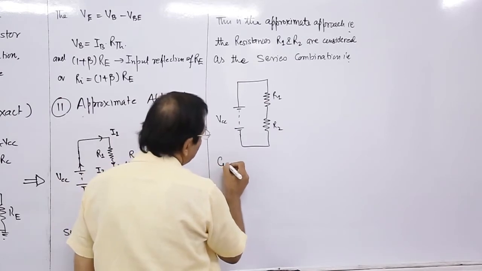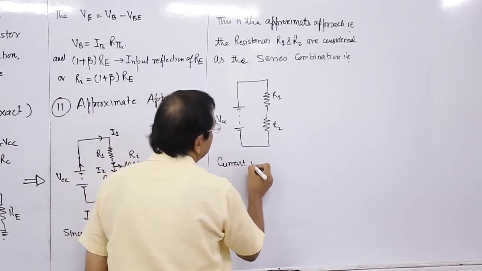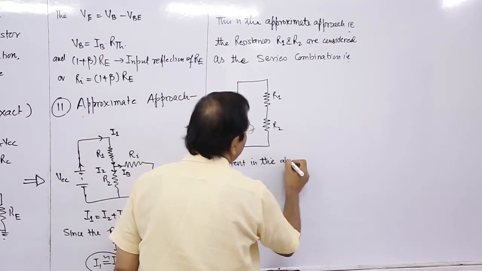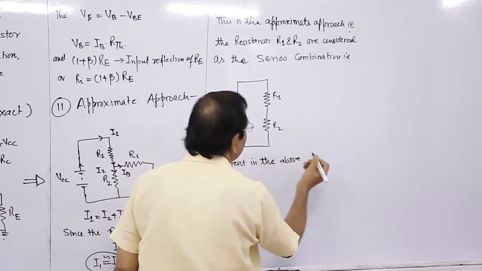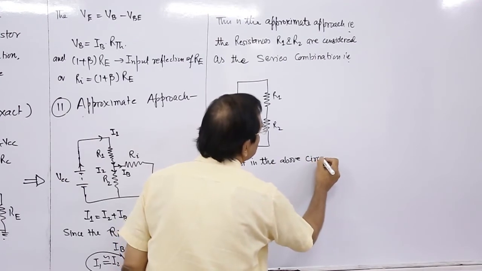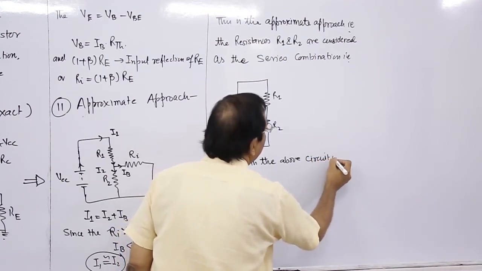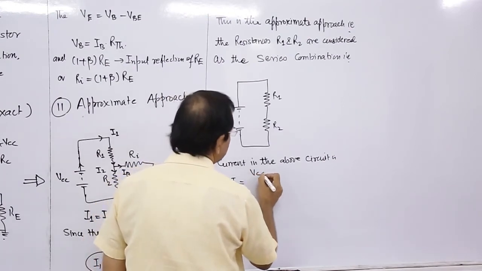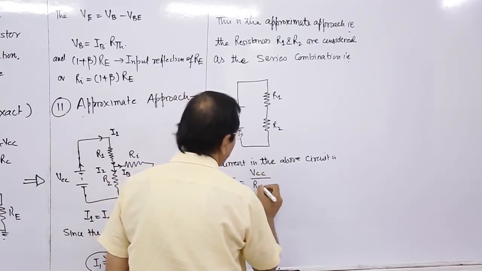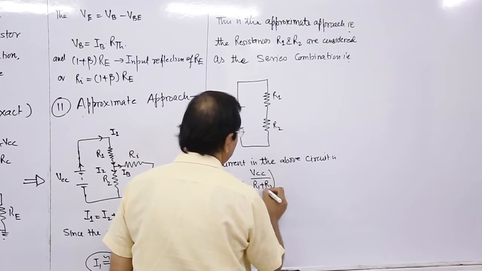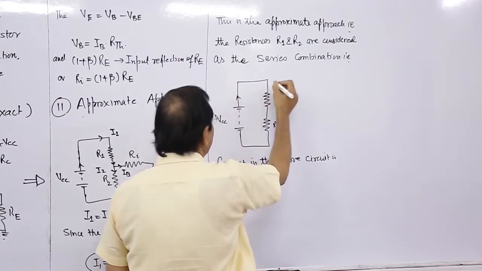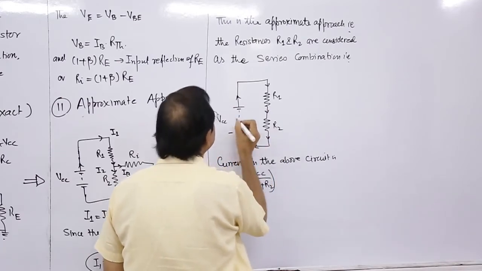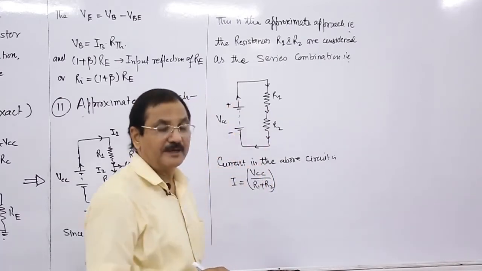So the current in the above circuit is I is equal to VCC upon R1 plus R2. This is the current that is flowing in this circuit. This is the negative and this is the positive terminal.